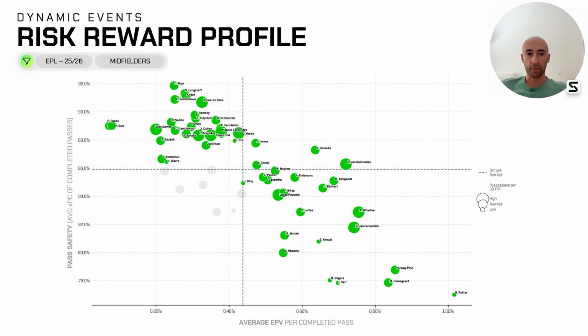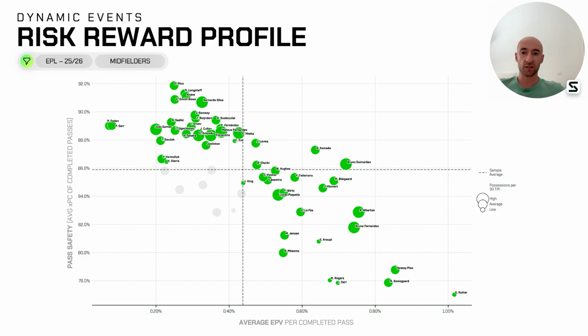If you want to go a bit deeper and further in your analysis, you can access our dynamic events, our raw events. Here is a study on the EPL midfielders for the 25-26 season. The main question here is, how do we differentiate midfielders who take more risks on the ball and possibly deliver higher value? The size of each circle actually indicates the amount of possessions relative to the sample.